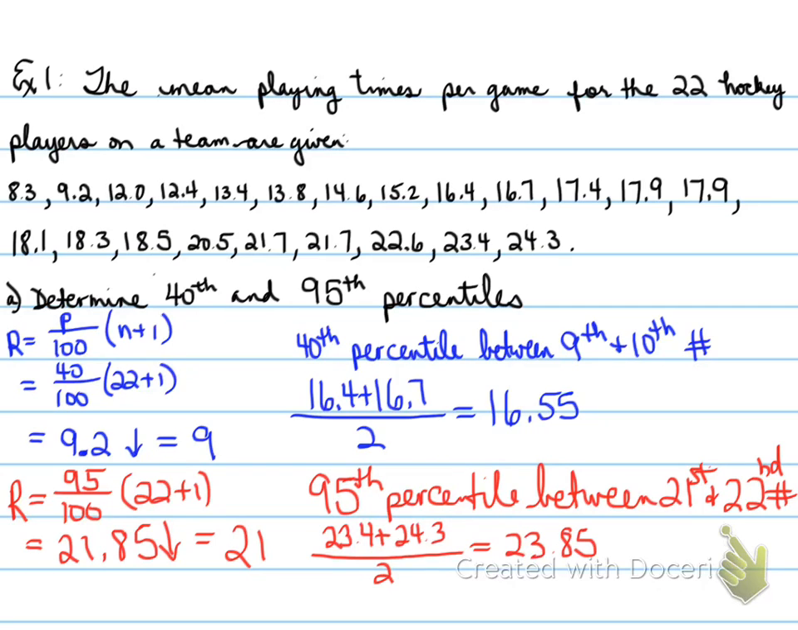So 95% of the team achieved 23.85 minutes per game. 40%, between 40 and 95. These are the values. Most players achieve between 16.55 minutes to 23.85 minutes.